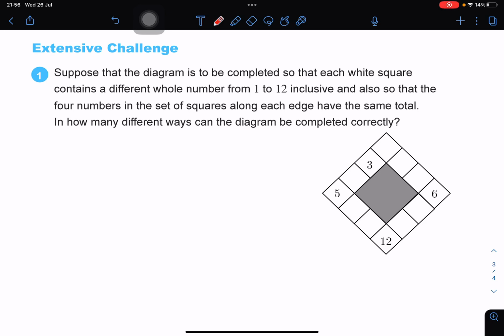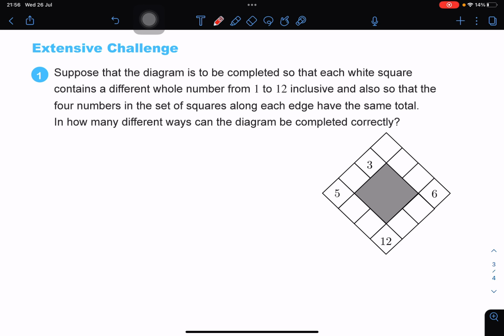Moving on to extensive challenge question 1. Suppose that the diagram is to be completed such that each white square contains a different whole number from 1 to 12 inclusive, and the 4 numbers in the set of squares along each edge have the same total. So how many different ways can the diagram be completed correctly?